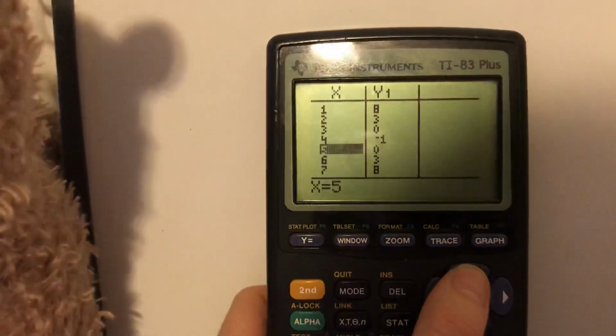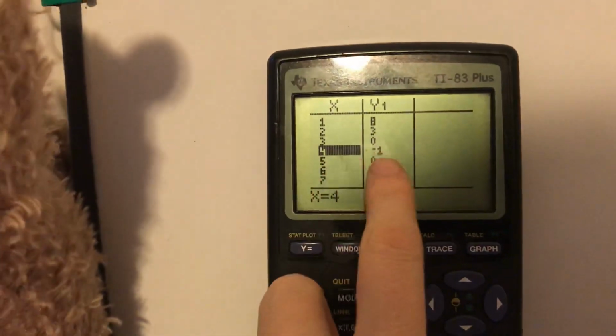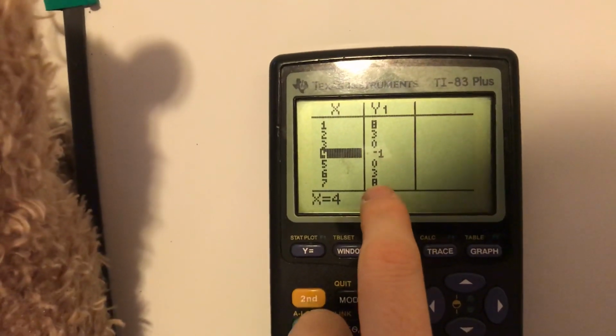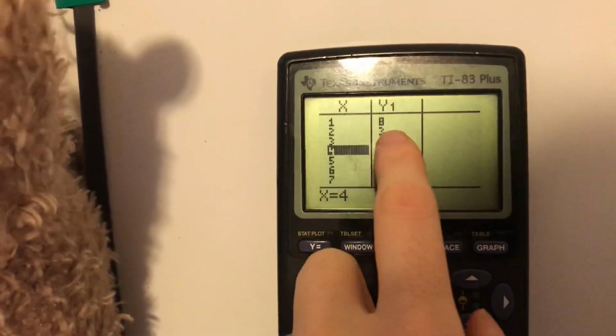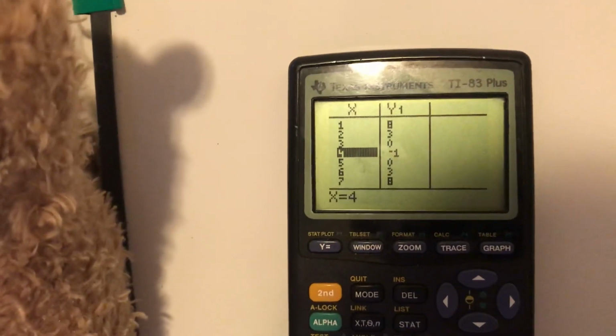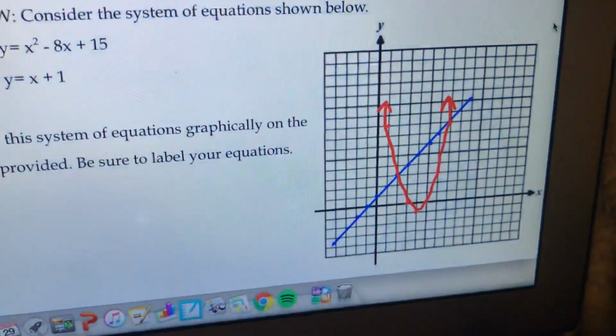Now I know my turning point is 4, negative 1, because my y values start to repeat. I see 8 here, I see 8 there. I see 3 here, I see 3 there. So it has that pattern. So I went ahead and graphed all of those points on my grid here.